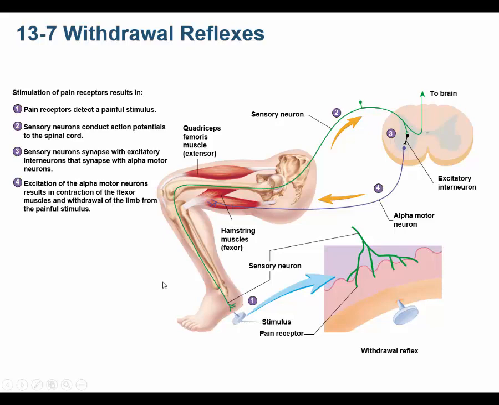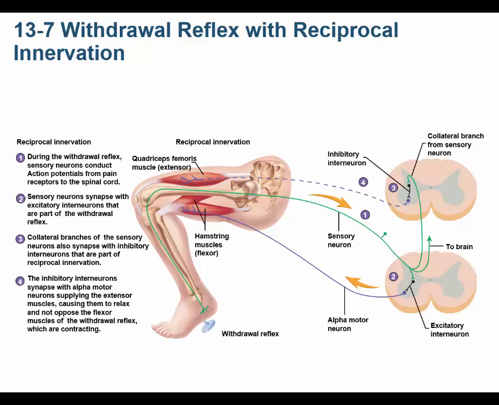This is also showing you the withdrawal reflex, but it's not showing you the reciprocal inhibition. It's just showing you the hamstrings withdrawing from the tack. That's all it's showing you. So we already looked at this. But this is showing you the hamstrings withdrawing from the tack and the quadriceps being inhibited because they're extensors.